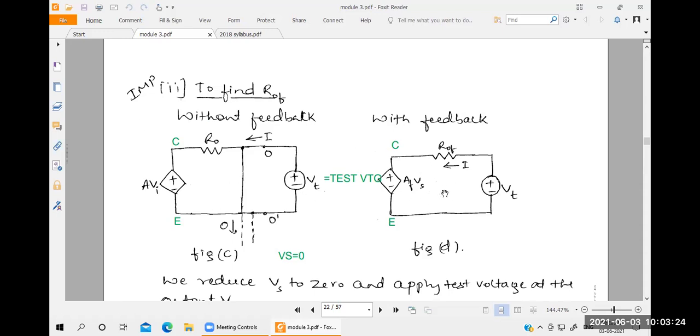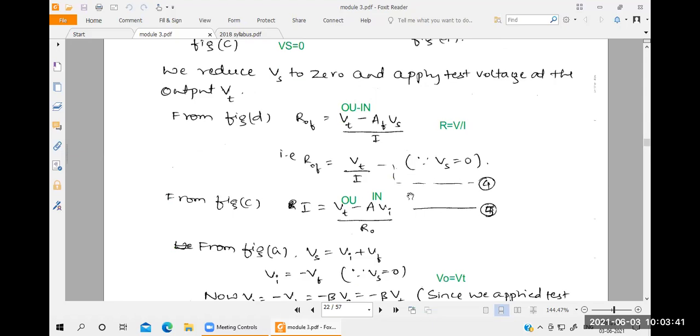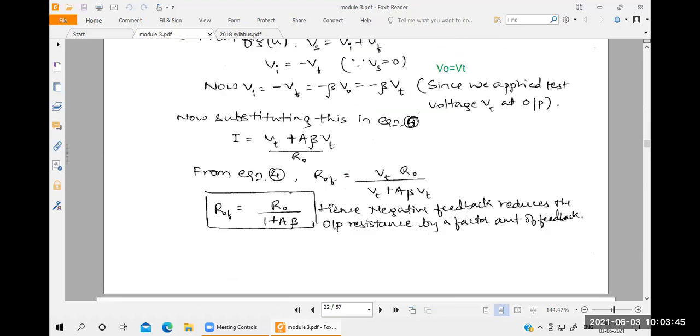Next you take the with-feedback equivalent circuit here. So what are the feedback elements in the parameters? ROF you take here, then AF into Vs for the V0 voltage. Then you derive the equation according to Ohm's law. You take the difference of the test voltage and output voltage, then simplify. You take the second current equation, then simplify. So what did you get here? ROF is equal to R0 divided by 1 plus A beta.